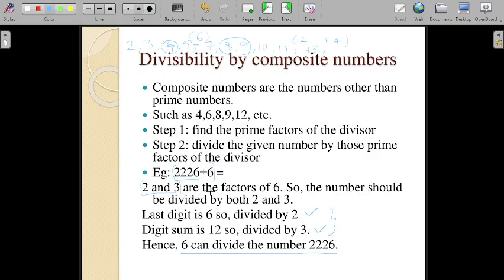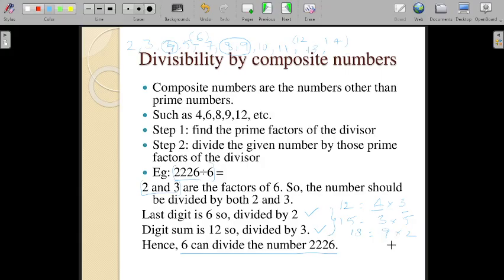In the same manner, we can say, for example, 12 means 4 into 3. So we need to check with 4 and 3. For example, 15, 3 into 5. For example, 18, 9 into 2.